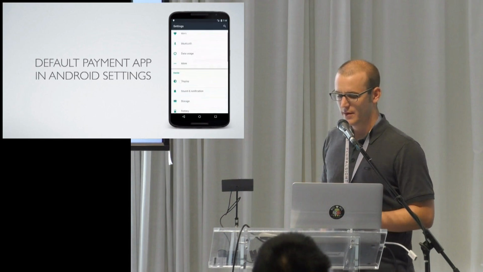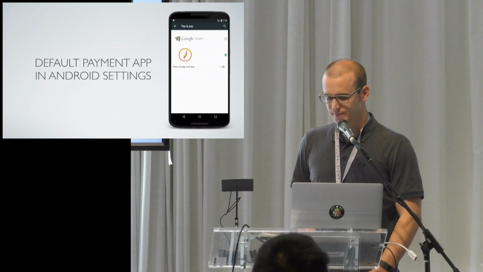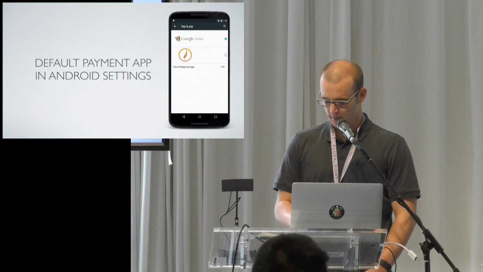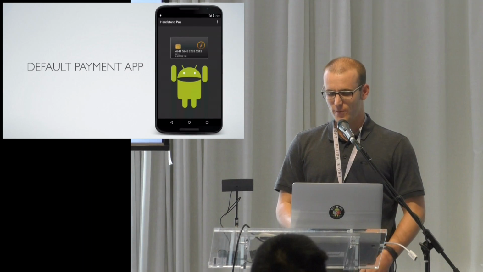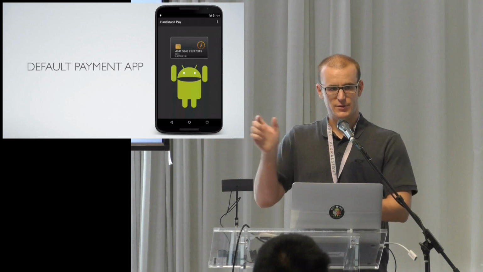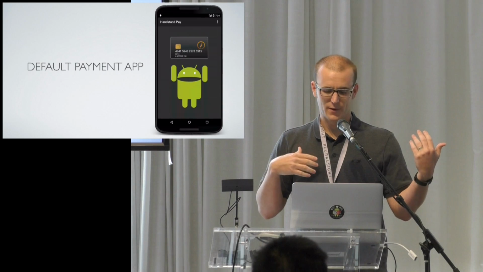There's a little video here. Scroll down to your tap and pay settings, and this is on Lollipop. And you have the ability to toggle back and forth between Google Wallet and HANDSTAND Pay. Next thing would be the default payment application. So when your application launches, if Google Wallet is the default and you tapped on the terminal, Google Wallet would pop up, and then the payment's taken by there.